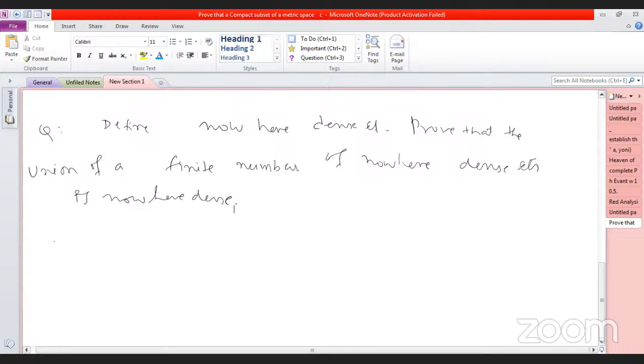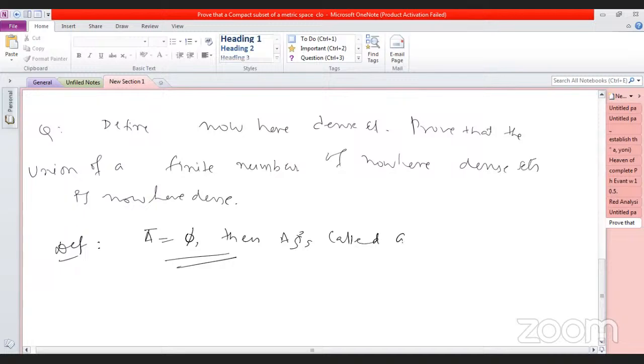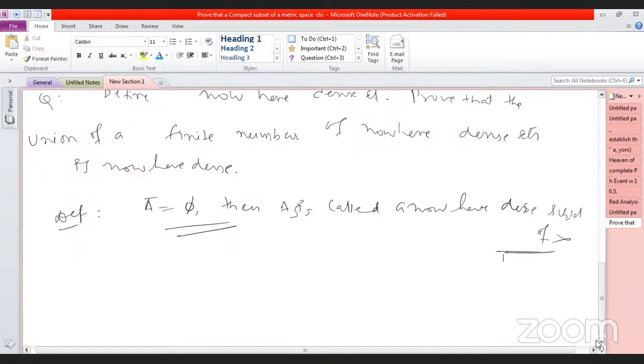So the definition, first definition we are taking here: if A bar is equal to phi, then A is called a nowhere dense set, a nowhere dense subset of X. This is the statement of the definition. If A bar is equal to phi, then we call A a nowhere dense set of X, a nowhere dense subset of X. So prove that the union of a finite number of nowhere dense subsets is nowhere dense, we are proving here.